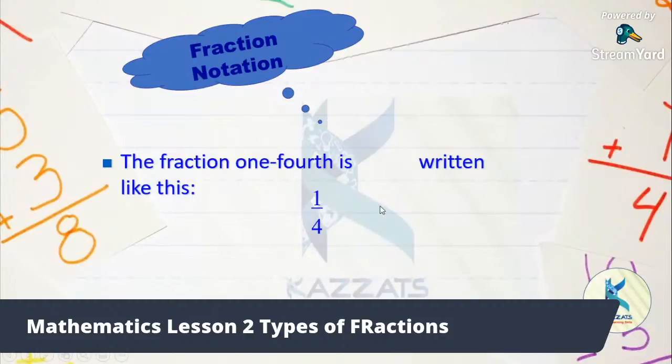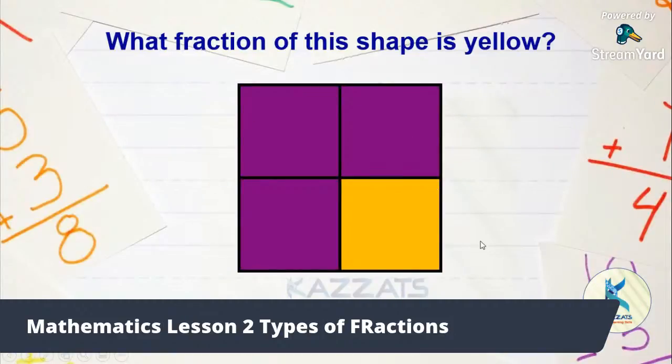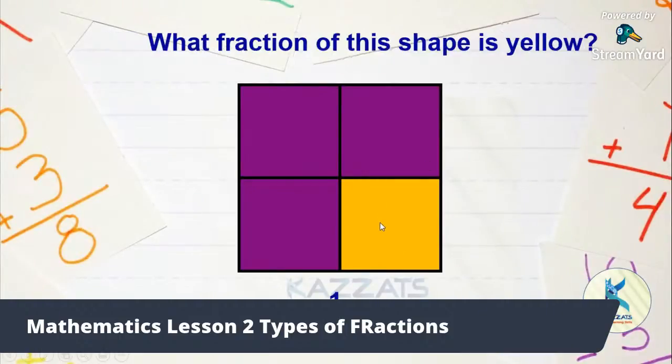We have 2 numbers. In the fraction 1/4, the upper number, 1, is known as the numerator, and the lower number, 4, is called the denominator. Denominator means the number of parts into which the total shape is divided, and numerator means the number of parts that we are talking about. What fraction of this shape is yellow? We have 4 equal parts and one part is colored, so it is 1 over 4.